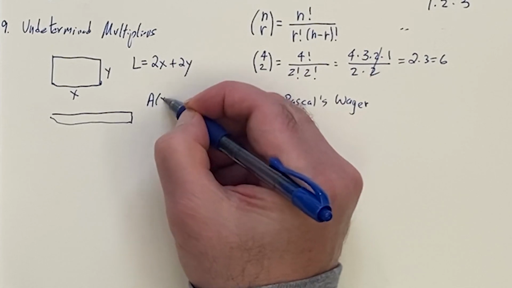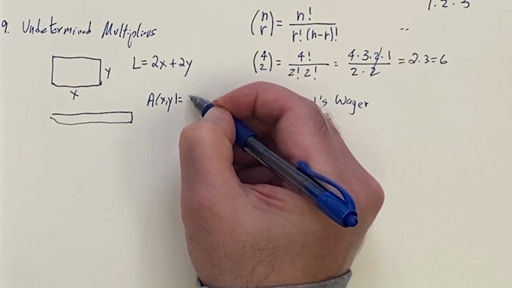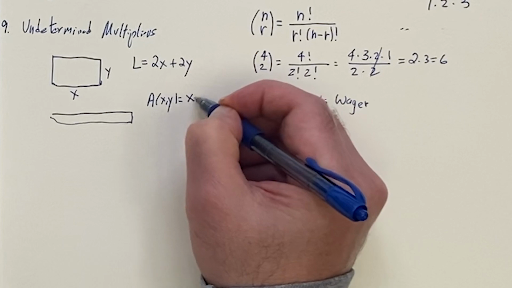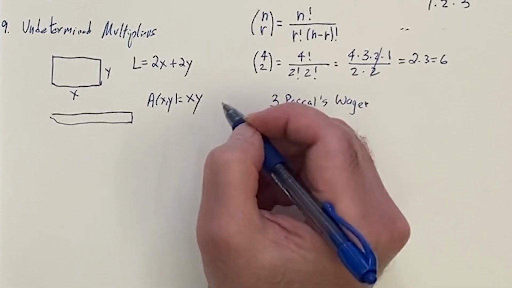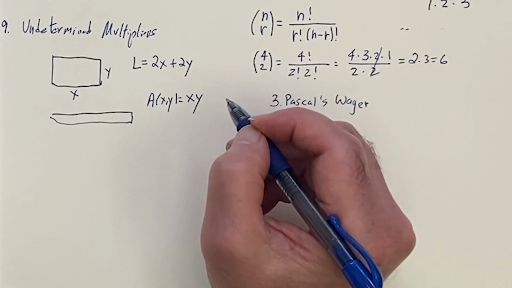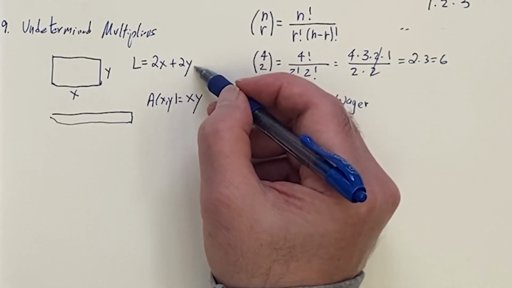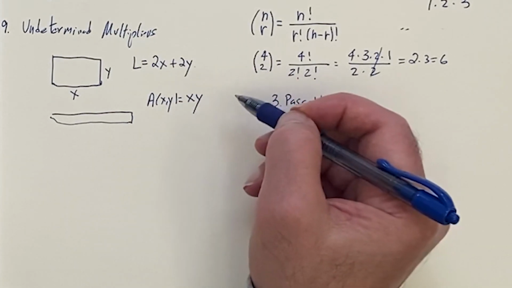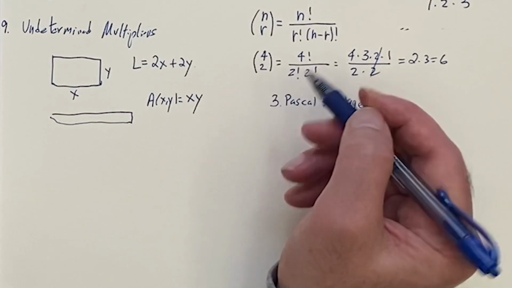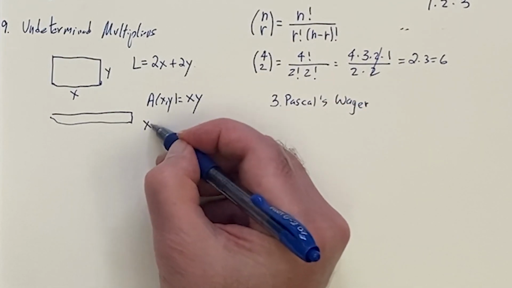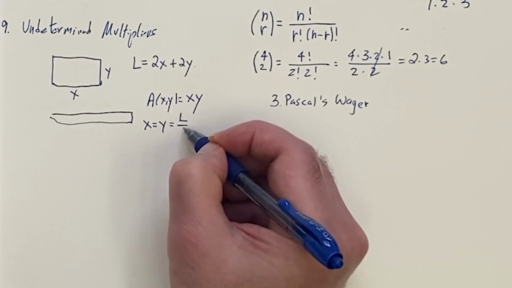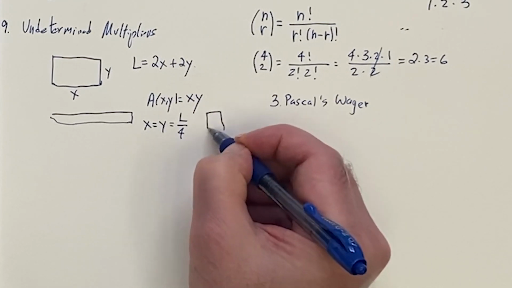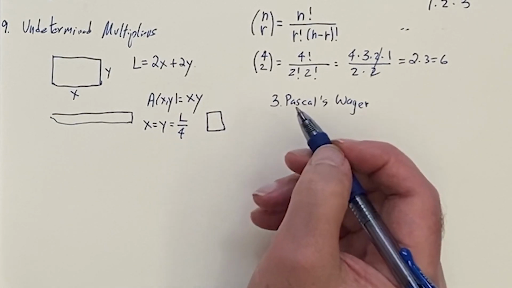So the area is equal to x times y. And what you do is a max-min problem. You get rid of the y using this formula and take a derivative, set it equal to 0. When you do that, you get the famous result that x has to equal y, and that's the perimeter divided by 4. So you have a square, the biggest area.